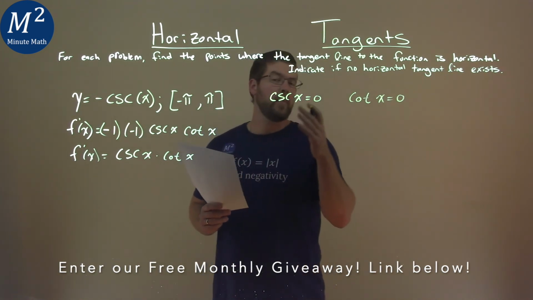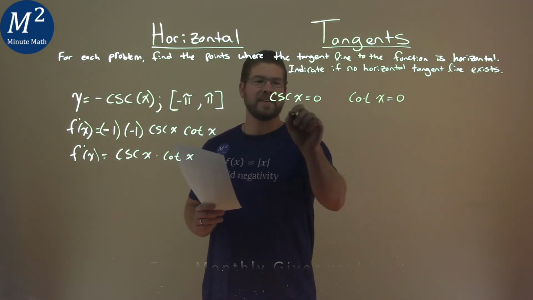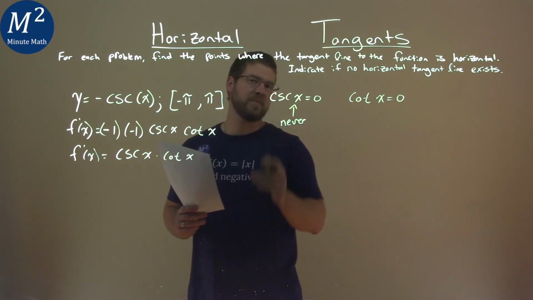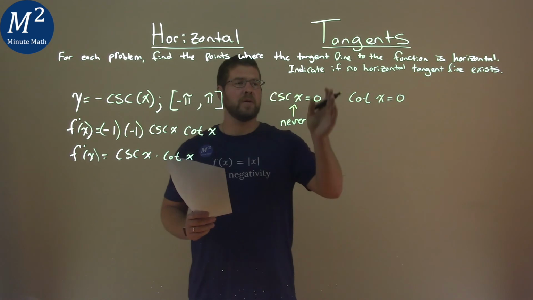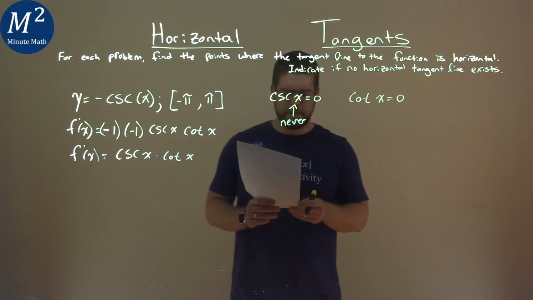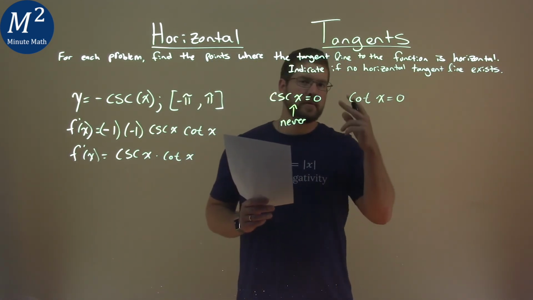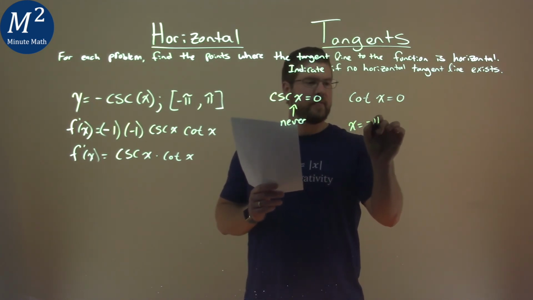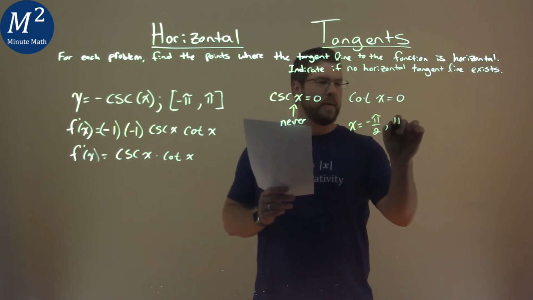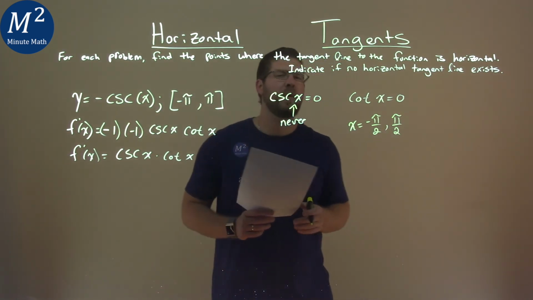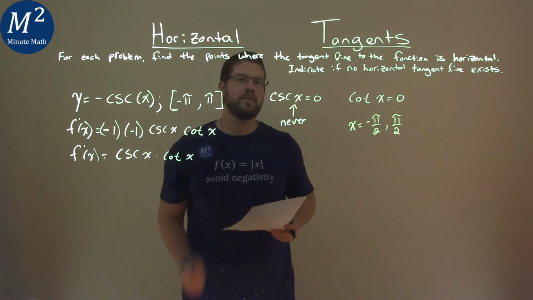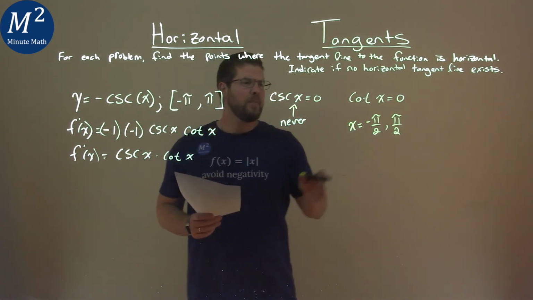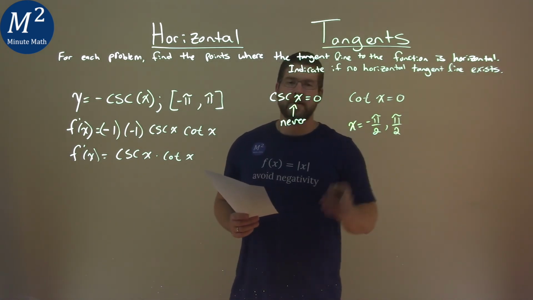Now, one thing we know about cosecant of x is that it never is equal to 0. So we actually don't have to worry about that. We only have to worry about where cotangent of x is equal to 0. Cotangent of x equals 0 twice, if we remember this. It happens at x equals negative pi over 2 and pi over 2. Now, when I say twice, it's within our interval of negative pi to pi, right? We know it hits infinitely many times, but within the interval, it's at negative pi over 2 and pi over 2.